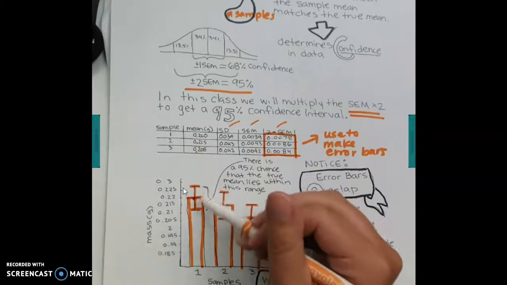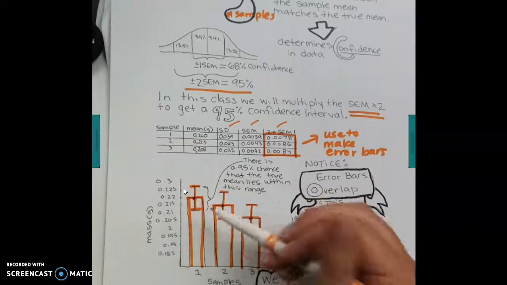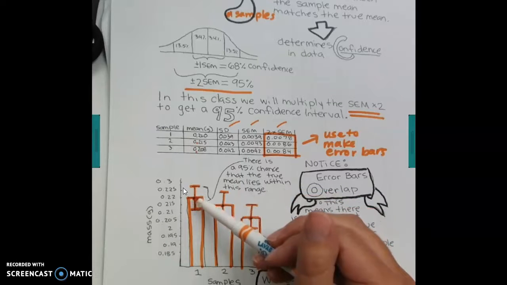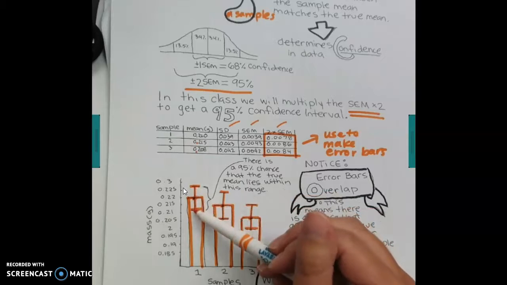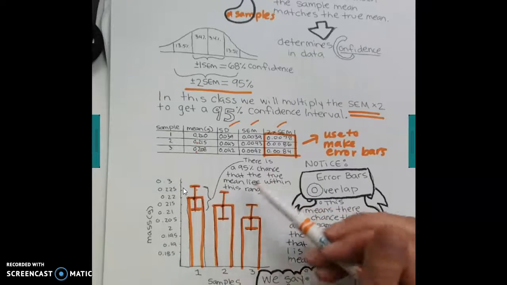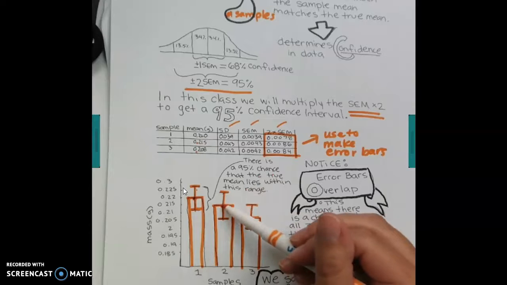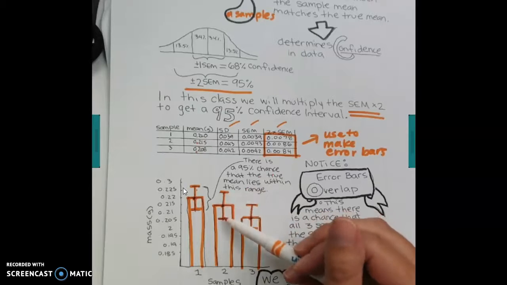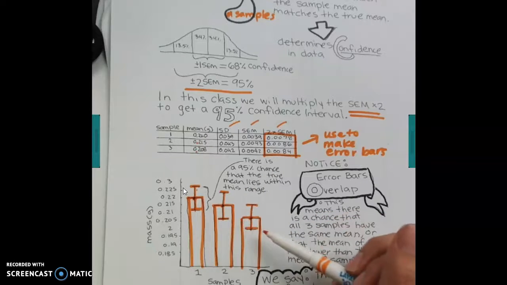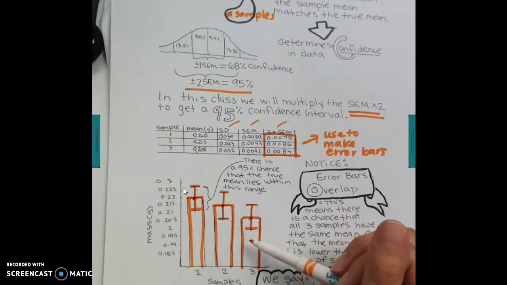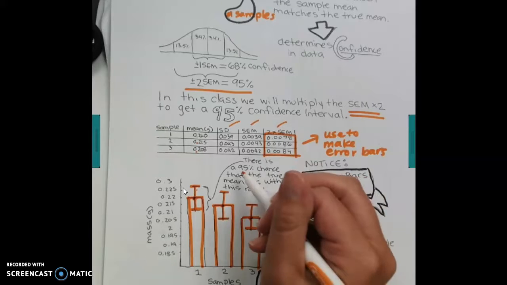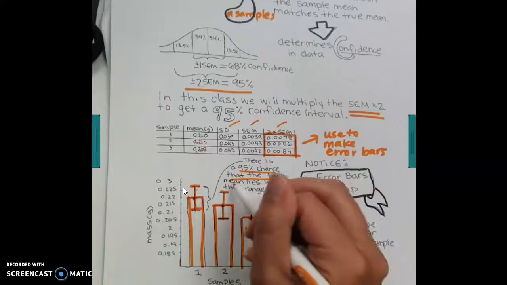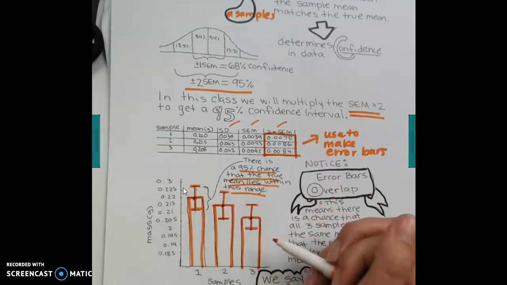So what these error bars mean is that even though I'm saying the average is 0.220, the true average actually lies between this and this number. We're 95% confident it lies between those numbers. And we're 95% confident that the true average for sample 2 lies between this number and this number. So even though we calculated the average, the actual average doesn't mean that much. It's the average plus or minus the 2 SEM that means more. So we have a 95% chance that the true mean lies within this range here.